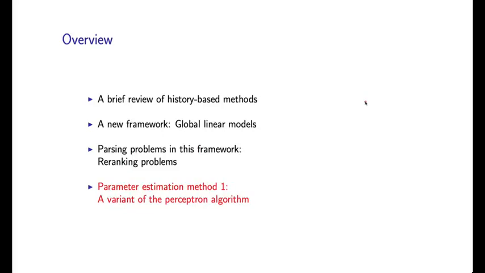So very soon I'll talk about results using the re-ranking approach, using the kind of features I just described. But first I want to talk about a first method for parameter estimation, namely a method for finding these V parameters. And this is a variant of the perceptron algorithm. We'll see that it's a very simple algorithm, but empirically it turns out to work really quite well on a wide range of natural language processing problems.